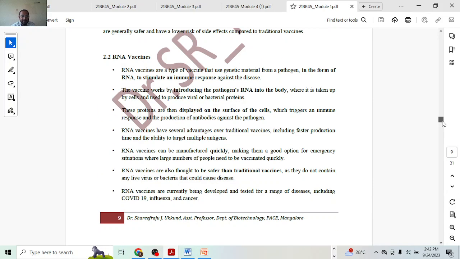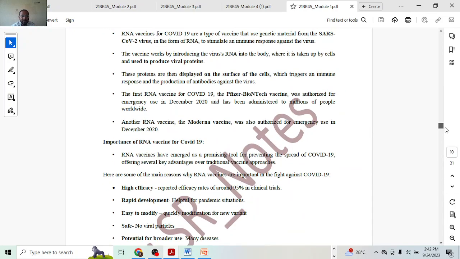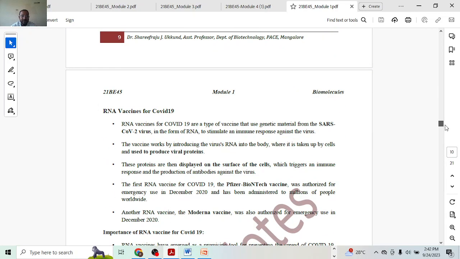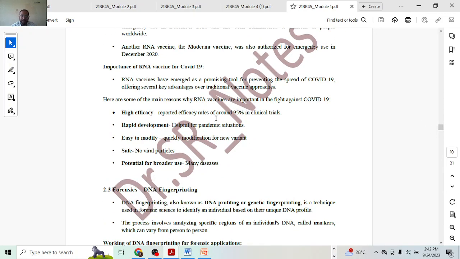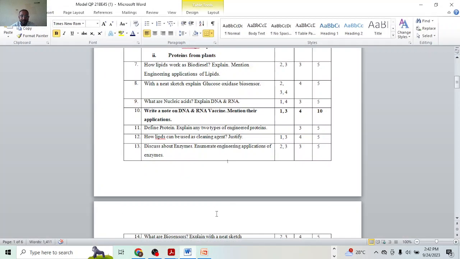RNA vaccine, same thing, explanation might get you 2 marks. So one example, that is RNA vaccines which are used for COVID-19, gets you 2 marks, importance will get you 1 mark. Understanding? So totally 10 marks. Next, define proteins, explain any 2 types of the engineered proteins. Okay, any types of the engineered proteins.